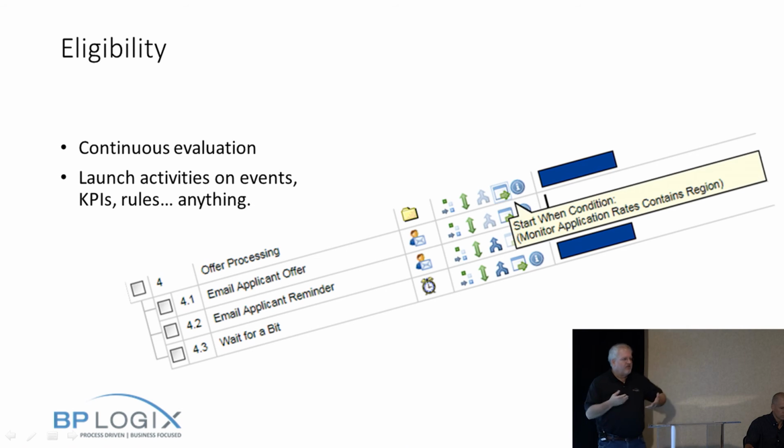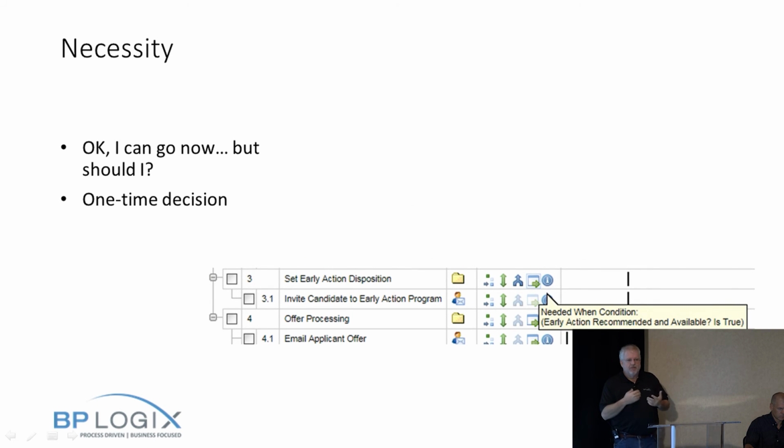Eligibility. Okay, my predecessors are complete. Is it time for me to run? Well, I don't know yet. There might be other conditions. We sometimes call these start-when conditions. So am I eligible to run? If I'm not eligible yet, even if my predecessors are complete, I'm not going to run yet.